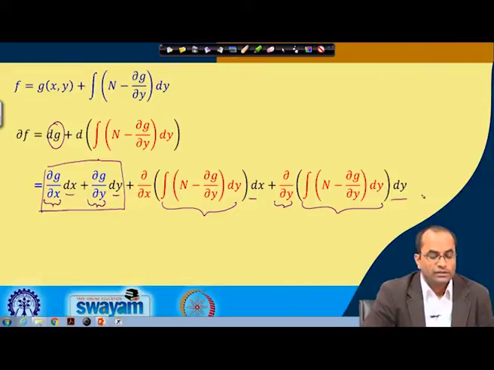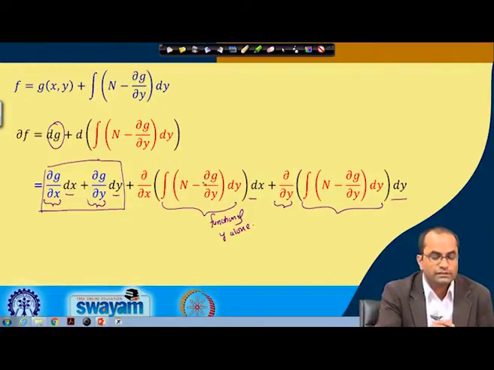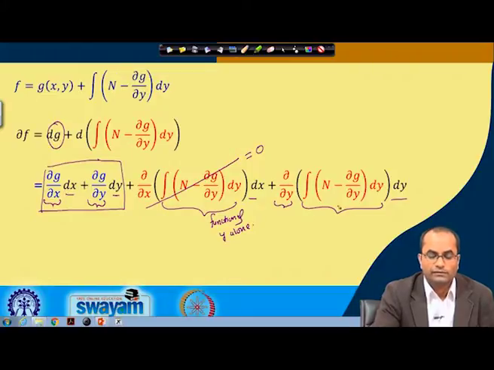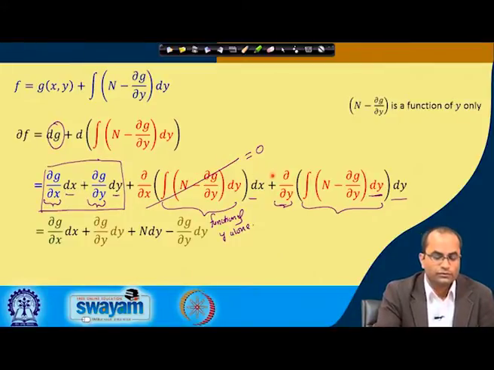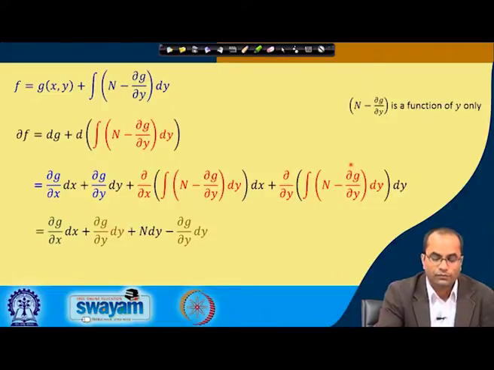Now what we have observed is that this is a function of y alone, which we have already checked before, and its integral will naturally again be a function of y alone. So, when we take the partial derivative with respect to x, this term will be 0. Then we have del over del y of the integral with respect to y, and we are taking the derivative, so this will remain only as n minus del g over del y. Since it is a function of y alone, that x-term goes to 0, and then we have del g over del x dx, del g over del y dy, and from the derivative of this integral, the integral and the differential will be removed, and we will have n minus del g over del y multiplied by dy.